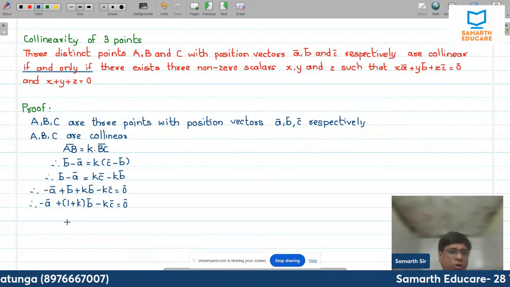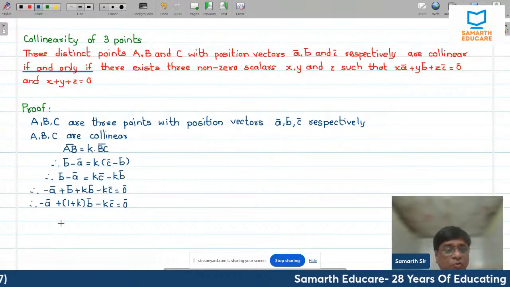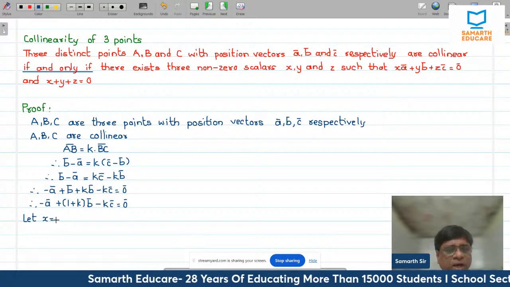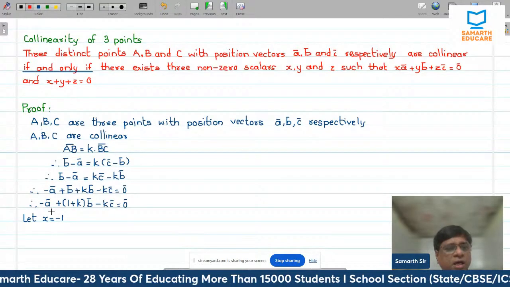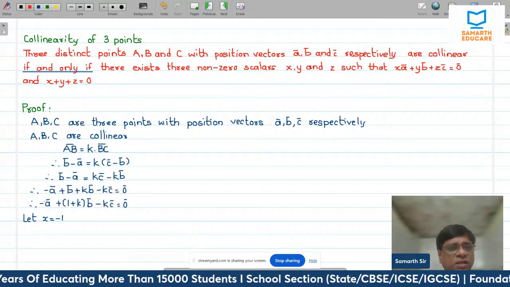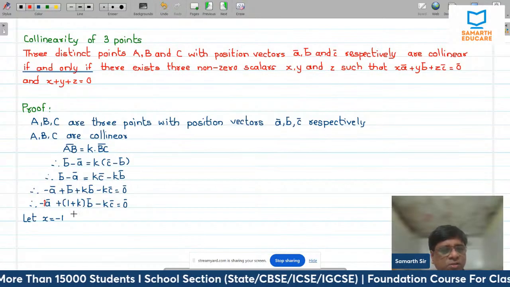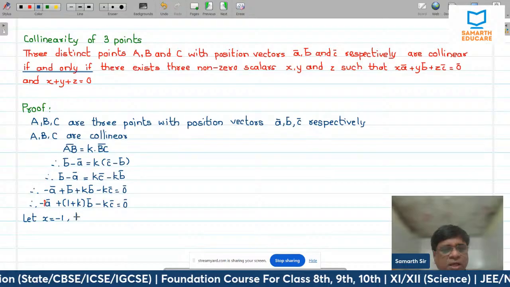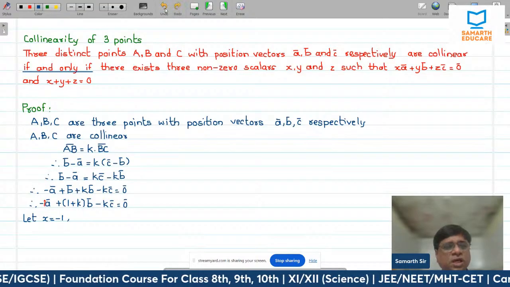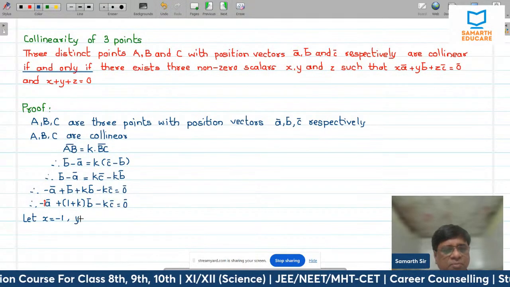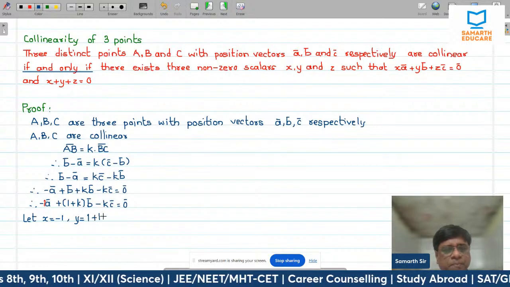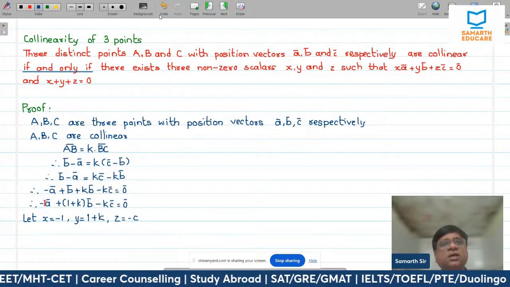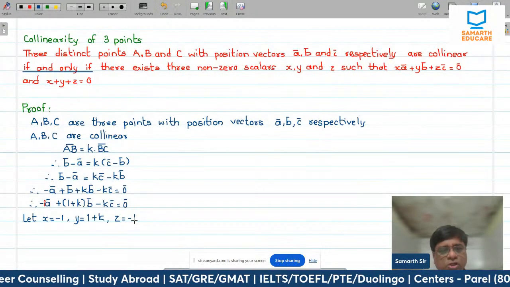All right, now for some time let me say that x is equal to -1. Where did this -1 come from? Can you see, here -1 is the coefficient of A bar, right? And with B bar, what is the scalar? The scalar with B bar is k plus 1, and let me take it as 1 plus k, and whatever is with C bar, let me take it as minus k.